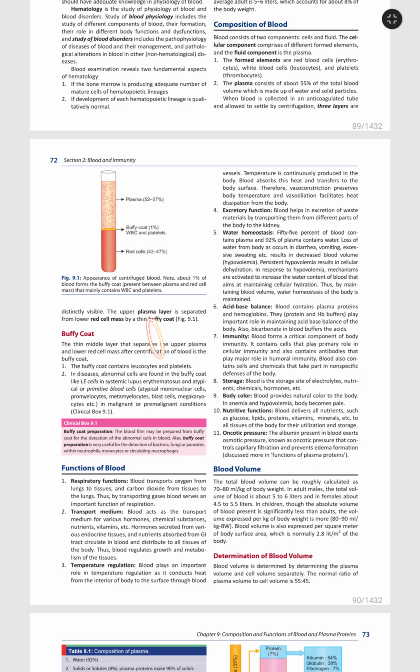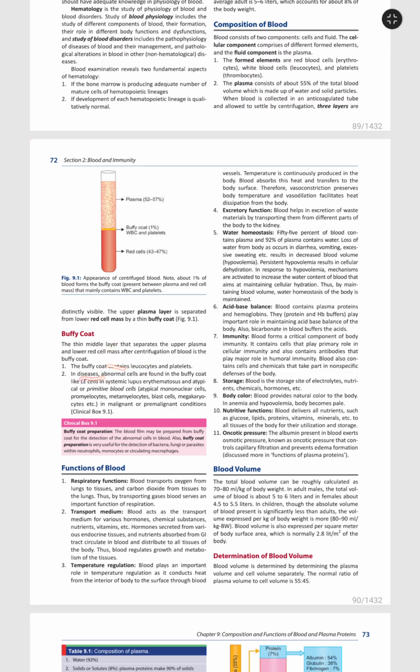Now adding anticoagulant to the blood in a test tube and then centrifuging it, we get three layers: plasma, buffy coat, and red cell layer. The buffy coat layer is more important as it contains WBC and platelets.